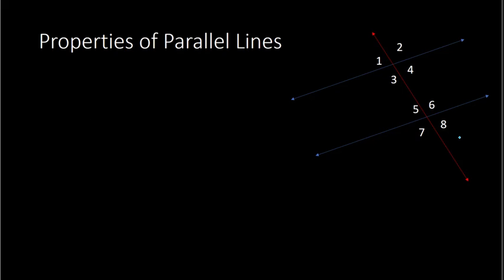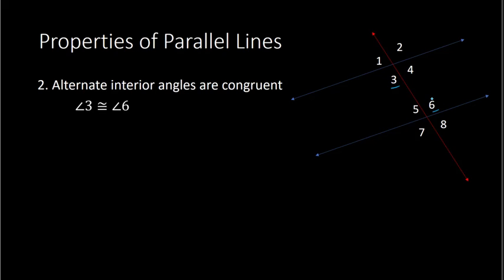What's also true is that the alternate interior angles are congruent. So alternate interior angles would be things like 3 and 6. They're both inside and on opposite sides of the transversal. So 3 and 6 would be congruent, and then 4 and 5 would be congruent as well. And by the way, when we say congruent, what we mean is that the angle measures are the same. So like if angle 3 was, let's say, 100 degrees, angle 6 would also be 100 degrees.